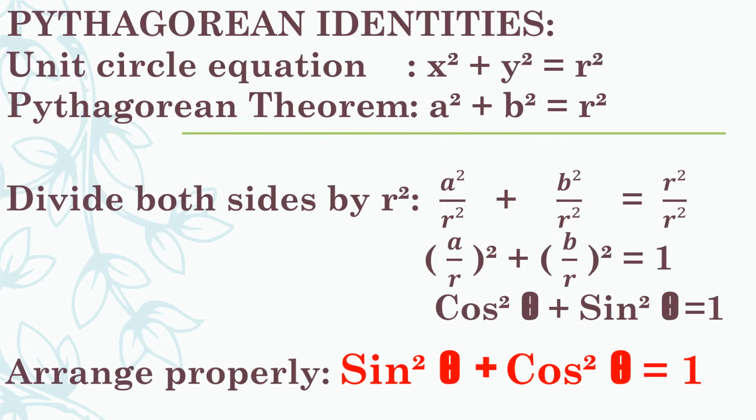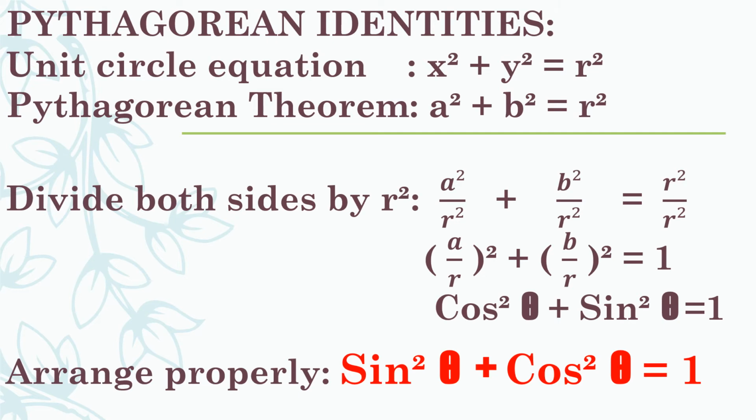Now, let's discuss the Pythagorean identities. We will start from the unit circle equation, which is x squared plus y squared is equal to r squared. So, what will be our Pythagorean theorem? The Pythagorean theorem is a squared plus b squared is equal to r squared. It is originally a squared plus b squared is equal to c squared. It is the same because c is equal to the radius or the hypotenuse itself.